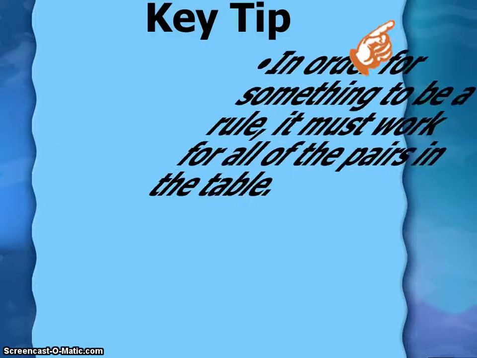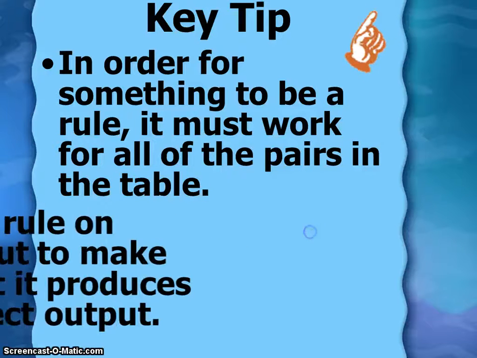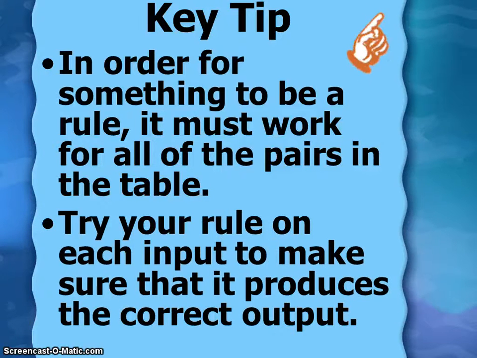Something else that we talked about: in order for something to be an actual rule, it must work for all of the pairs in the table, not just for the first or second pair, but for every single pair in the table. And also, try your rule on each input to make sure that it produces the correct output. So don't just do the first two and think that's the rule. You have to go through every single one and make sure your rule applies to each input and output.